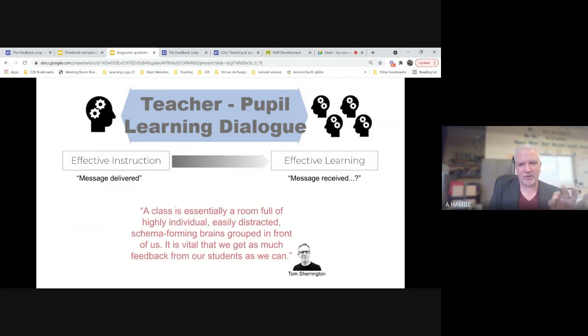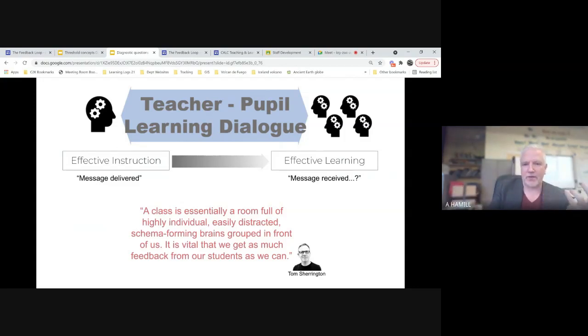I love this quote from Tom Sherrington. It'll be quoted quite a bit today. A class is essentially a room full of highly individual, easily distracted, schema-forming brains grouped in front of us. Each individual is making meaning in their own individual way. Just because we say the right thing doesn't mean that they all pick it up.